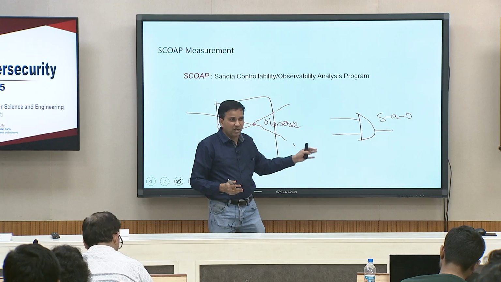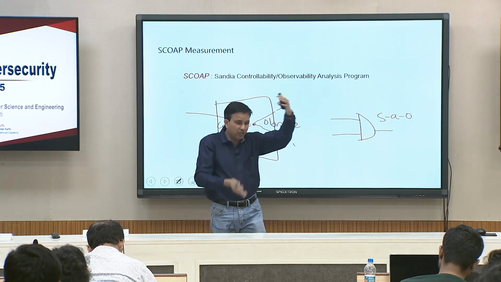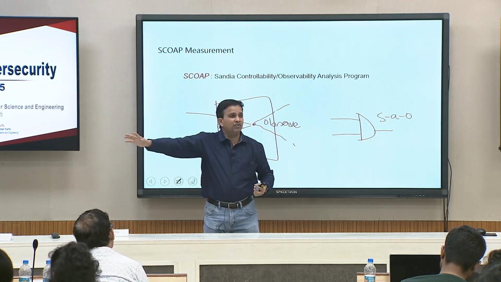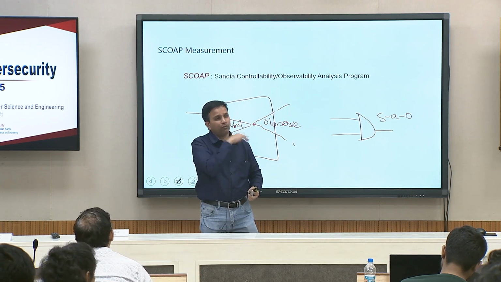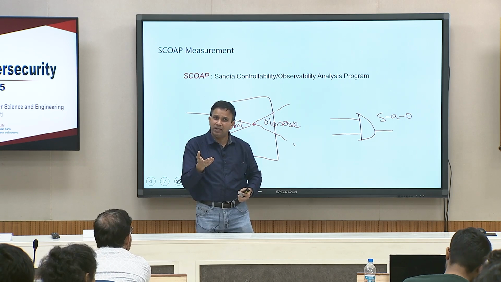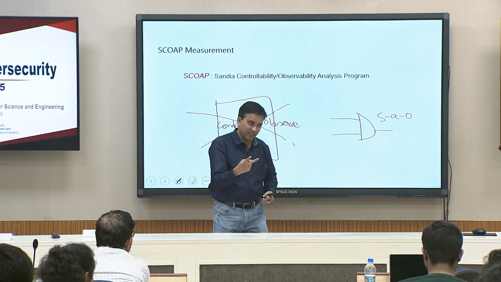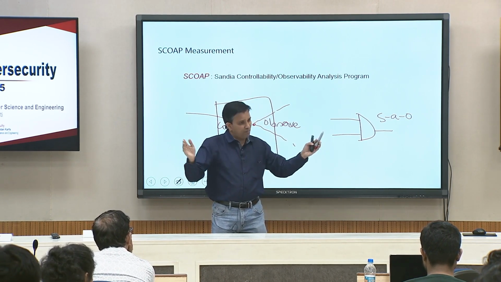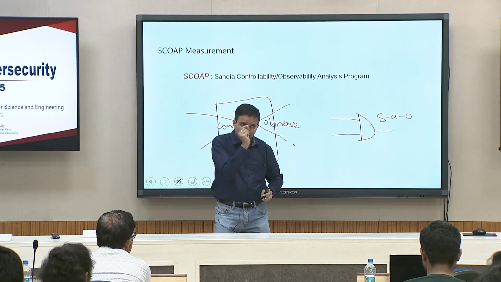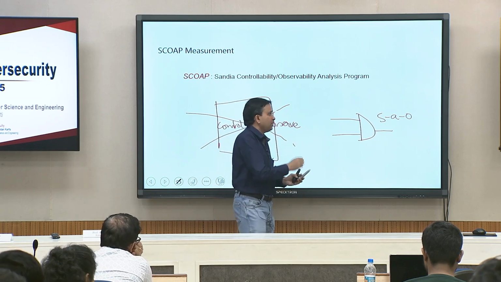So the initial threat model is that all the lines are stuck at 0, and all the lines are stuck at 1. For each of them you have to generate one test. If you have a million lines, you have 2 million tests, one for stuck at 0 and one for stuck at 1. But in reality it is much less than that, because a single test can cover multiple of them. Let me show it to you.